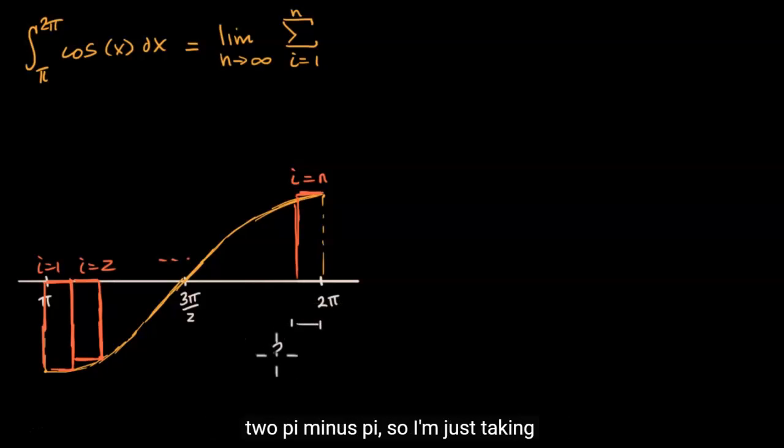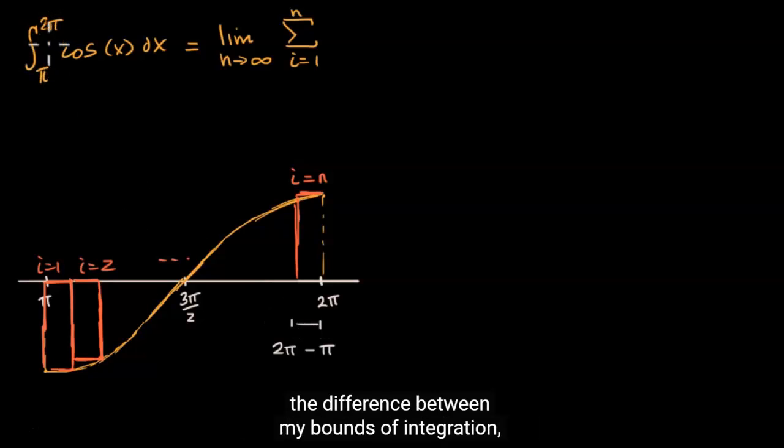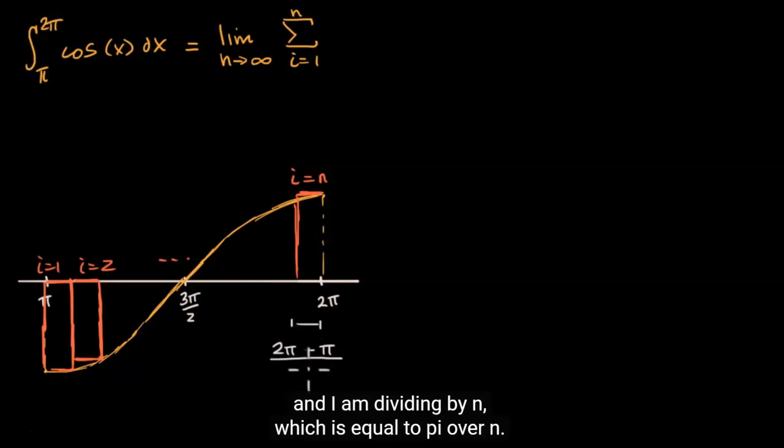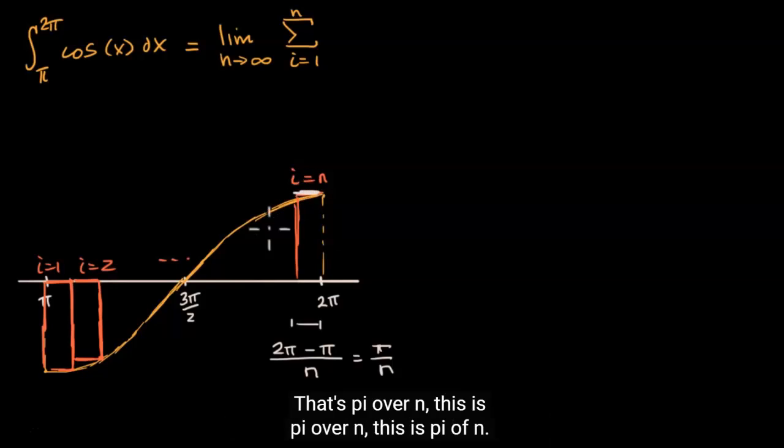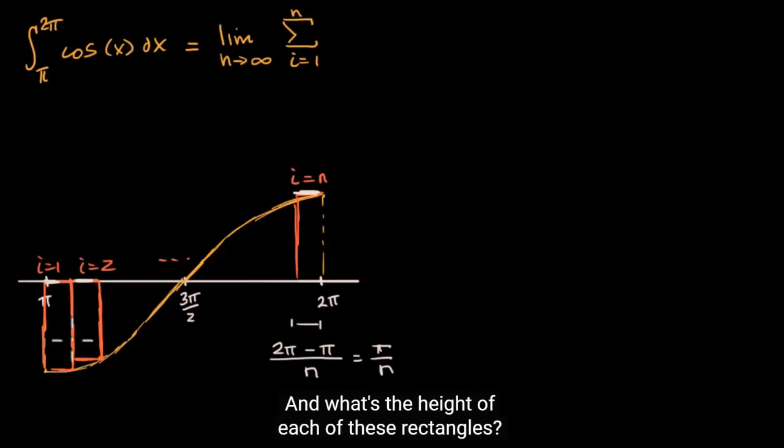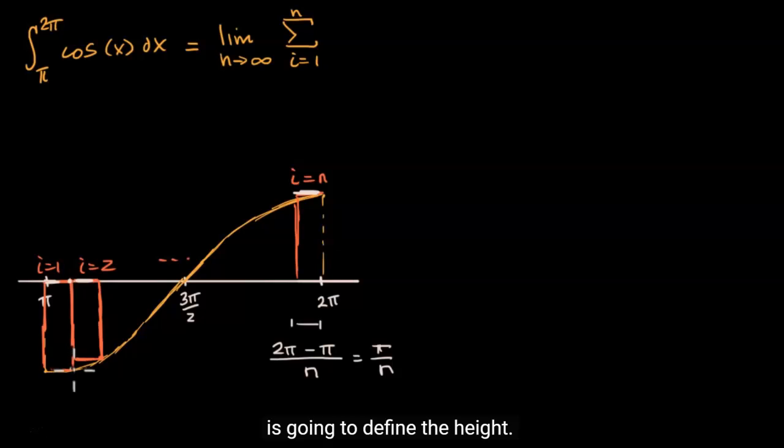So the width of each of these is going to be 2 pi minus pi. So I'm just taking the difference between my bounds of integration, and I am dividing by n, which is equal to pi over n. So that's the width of each of these. That's pi over n. This is pi over n. This is pi over n. And what's the height of each of these rectangles? And remember, this is a right Riemann sum. So the right end of our rectangle is going to define the height.